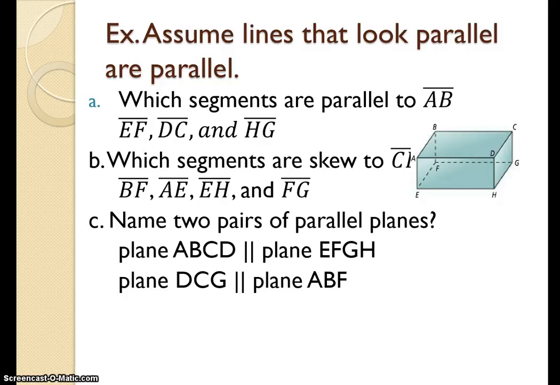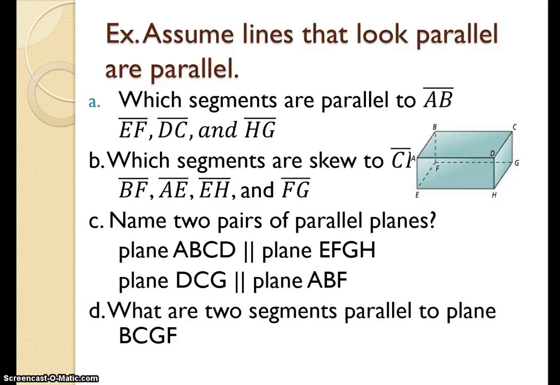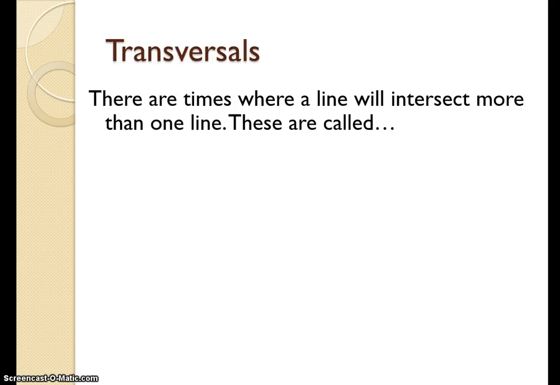There's another option, okay? What are two segments parallel to plane BCGF? So BCGF is the one along the back there. So now we're looking for two segments that are parallel to it, so it has to be on a parallel plane. So we really have 4 of them all together that make up that. Two examples would be AD and DH. We could have also said EH and AE. Okay. All right, so let's move on.